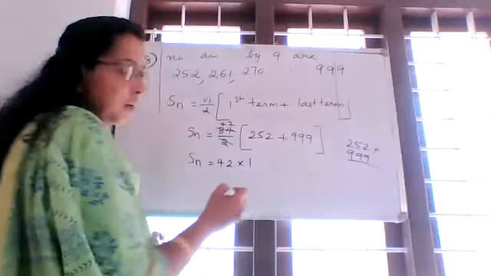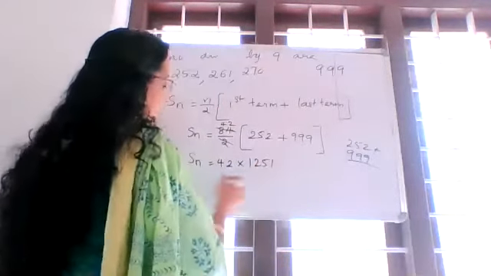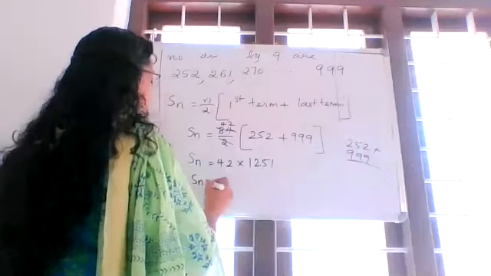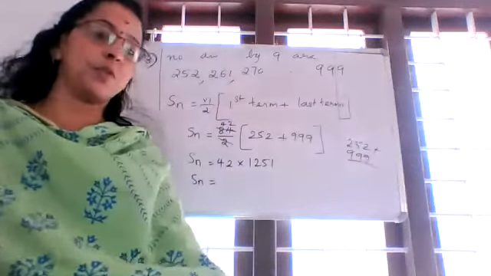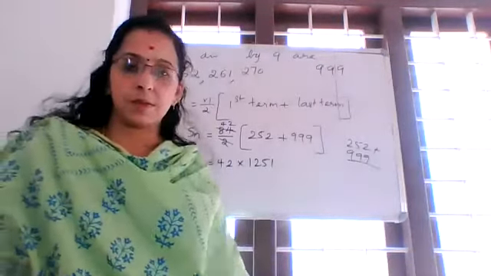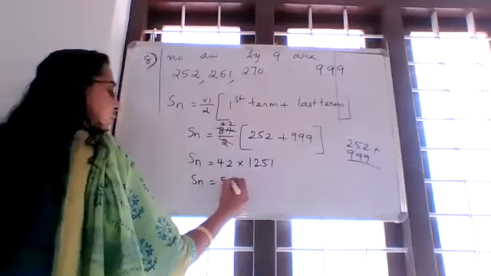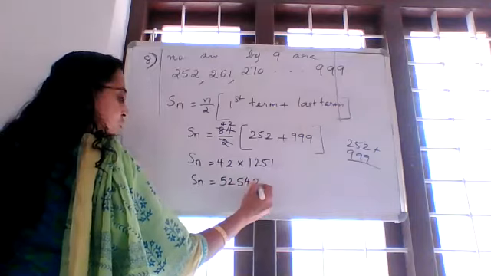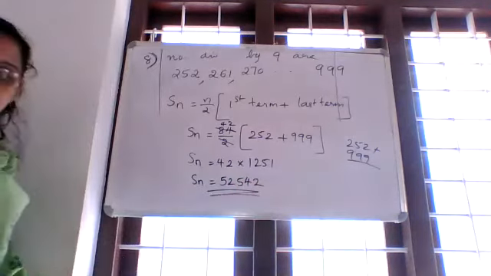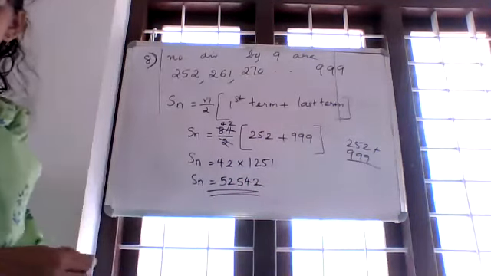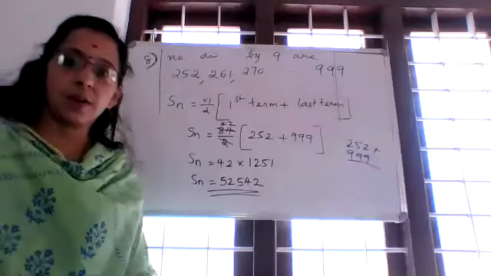252 plus 999 is 1251. So Sn is equal to 42 into 1251. That is 52,542. So Sn is equal to 52,542. Okay, thank you.